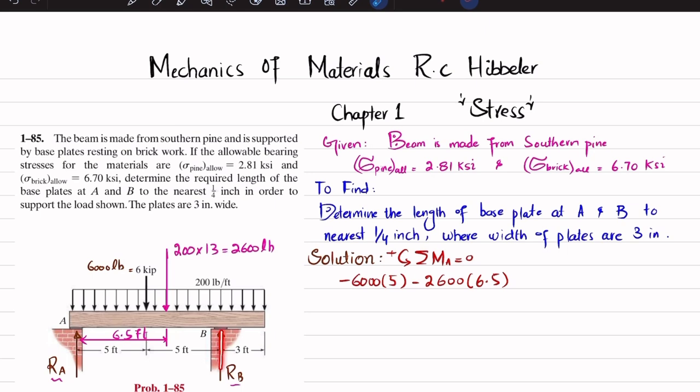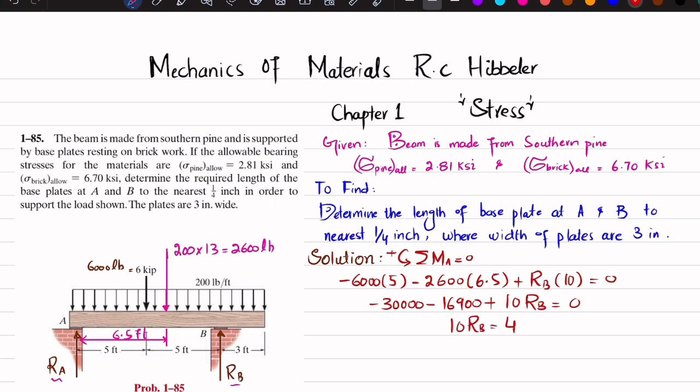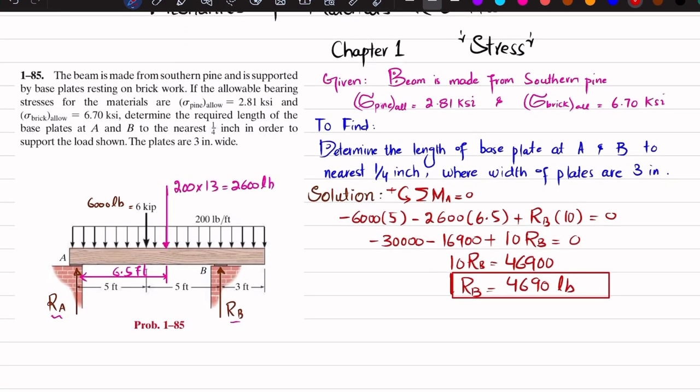And the last load which is producing moment about point A will be RB into the perpendicular distance, which is 10 feet, and this is producing counterclockwise moment, so it will be positive. So I will write plus RB multiplied by 10. And the sum of all moments about point A must be equal to 0. So from here we will get minus 30,000 minus 16,900 plus 10 RB is equal to 0. So 10 RB will be equal to 46,900, and if you divide by 10 on both sides, you will get RB equal to 4690 pounds. So this is the value of RB, the reaction force by bricks at point B on the beam or base plate.